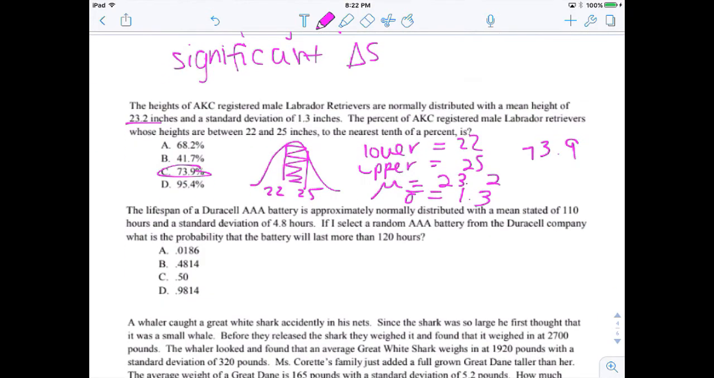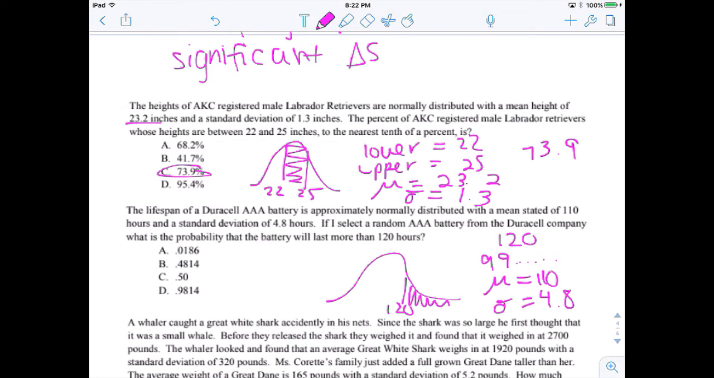Okay, next one. Lifespan of a Duracell battery is approximately normally distributed with a mean of 110 and a standard deviation of 4.8. I select a random AAA battery from the Duracell company. What's the probability that the battery will last more than 120 hours? So that's here. I'm looking for a probability of more. So my lower is 120. My upper is infinity, which I'm just going to do as 9 repeating. And my mu is 110, and my sigma is 4.8.